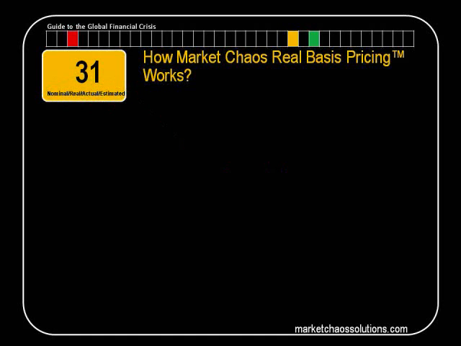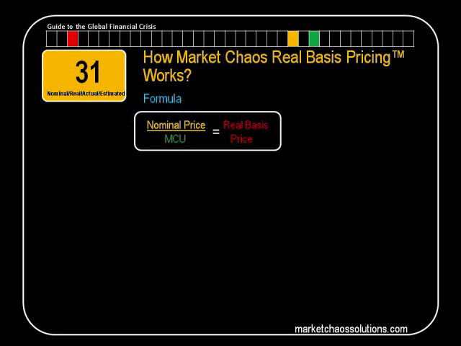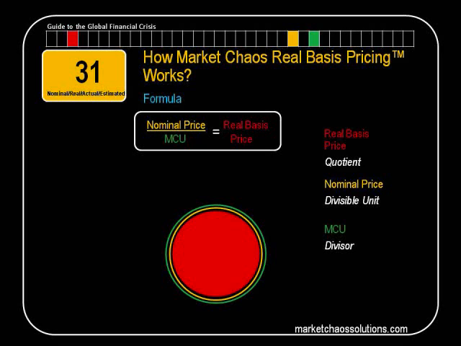The Market Chaos Real Basis Pricing formula is straightforward. The nominal or face value price is the divisible unit. The Market Chaos unit is the divisor, and the real basis price is the quotient. A circle Venn diagram will be used to visually plot the rate of change.